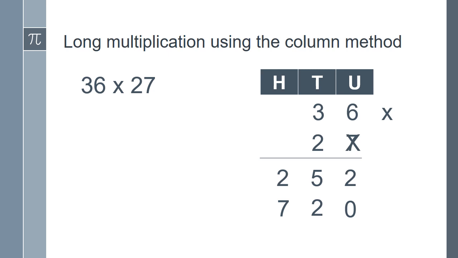So the last stage of this sort of sum is that you add together those two numbers. So if we work from the right again, what we get is 2 add 0, that's 2. 5 add 2 is 7. And 2 and 7 is 9. So the answer to that sum is 972.